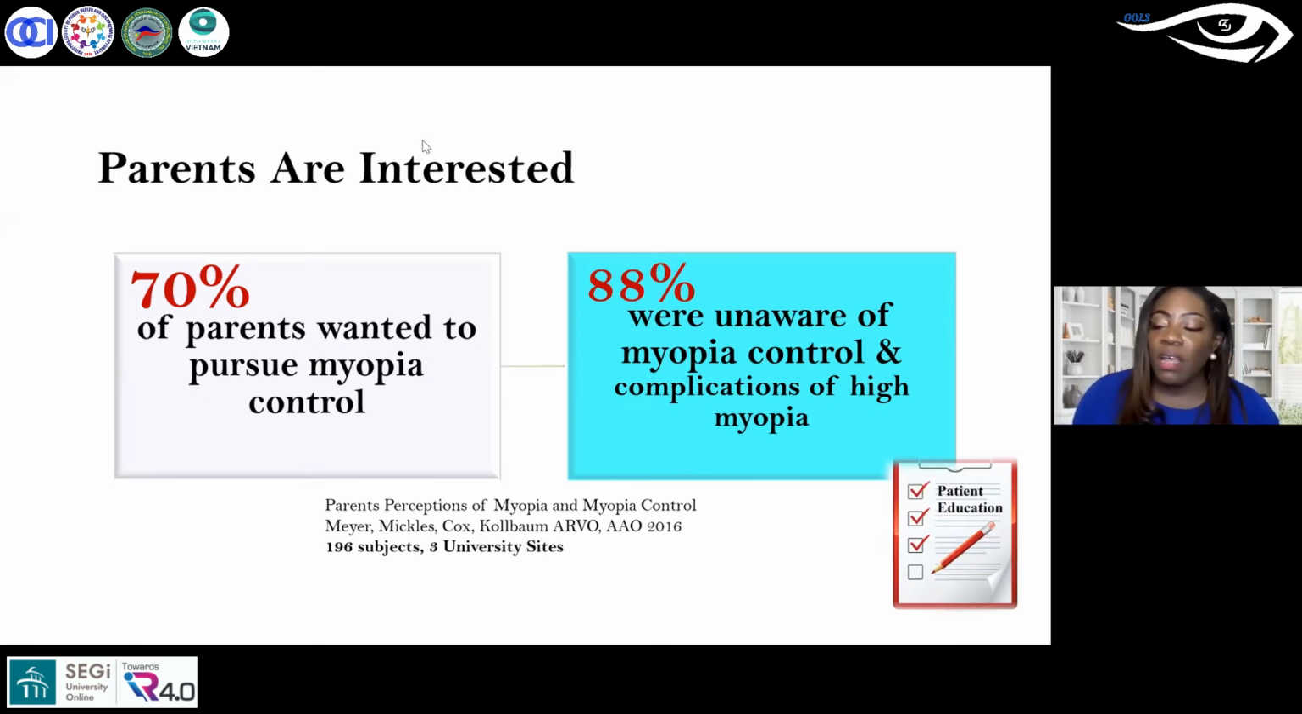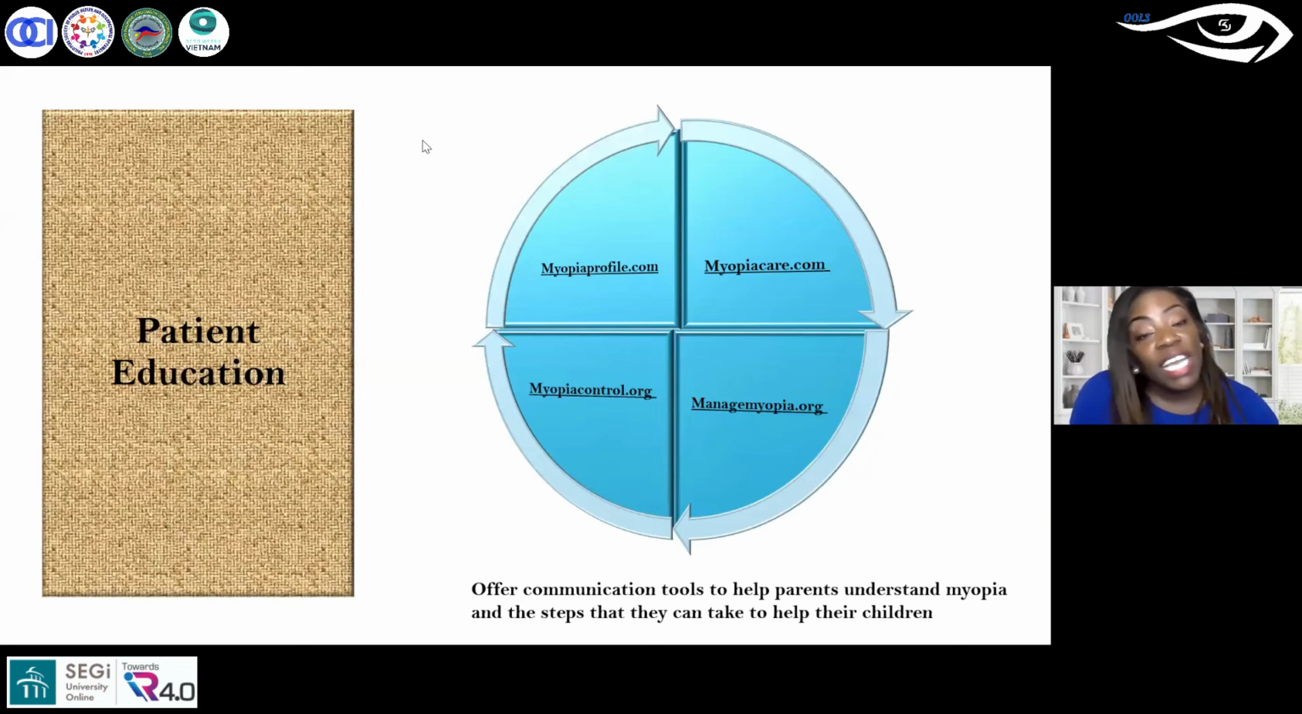But again, over the last year or so, the GMAC has done a good job in raising the awareness, but we have a lot more work to do. They didn't really look at their awareness of complications, but at least now 60% do understand what myopia is, at least the definition. So we're moving in the right direction.